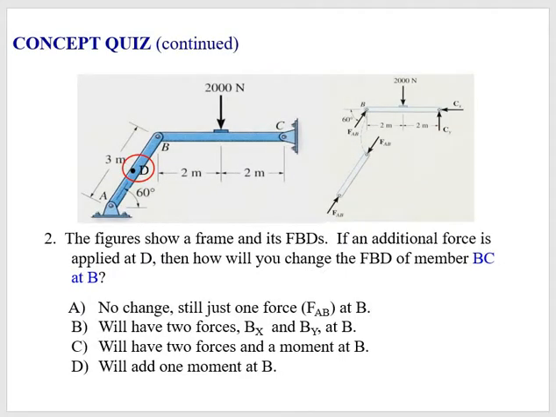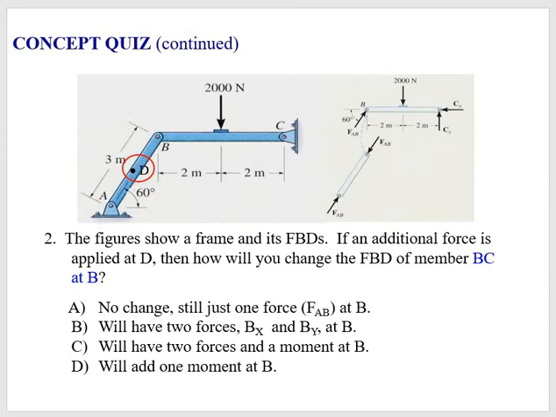Okay, let's look at another one. It says, if an additional force is applied at D, then how will you change the FBD? So this will have two forces, X and Y, because it's no longer a two force member. There's now a force at D in the middle. And so we have a multi-force member then.